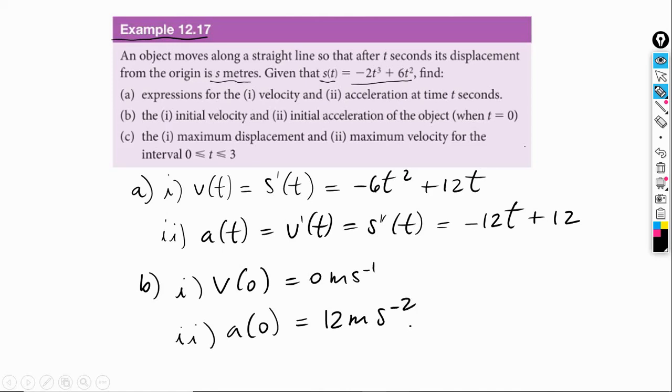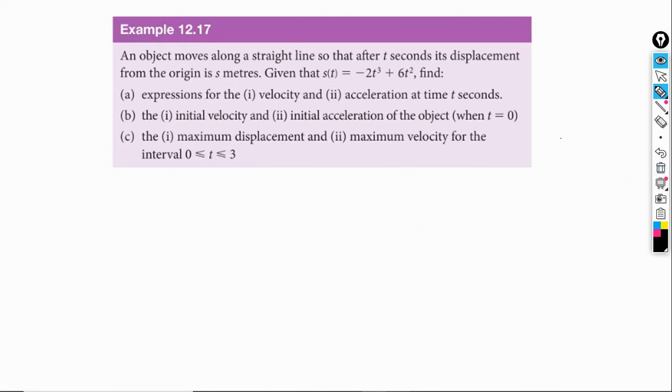Okay, so once we have this, A and B, let's work on C. So I'm going to erase this, and we're going to be working on letter C. Okay, so for part C, they're asking us to find 1, the maximum displacement, and 2, the maximum velocity for the interval between 0 and 3. Now this is important. You'll see why in a bit. So the maximum displacement. So let's look at the maximum displacement.